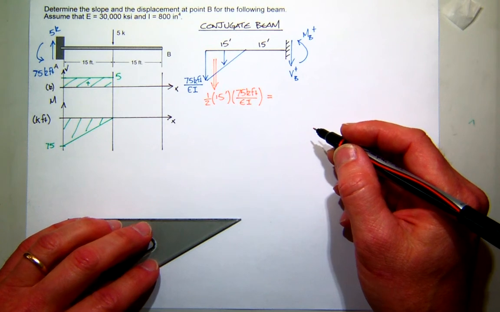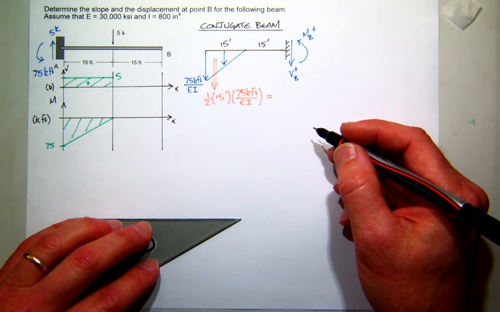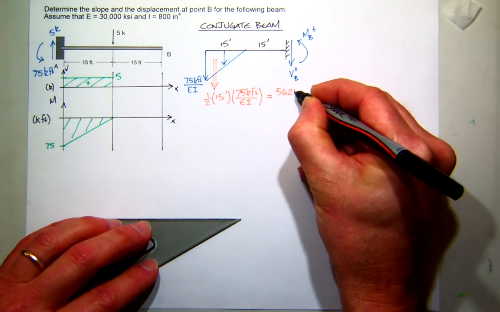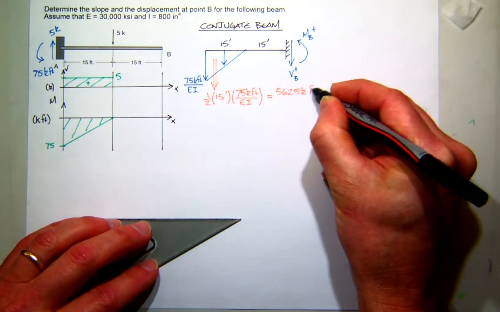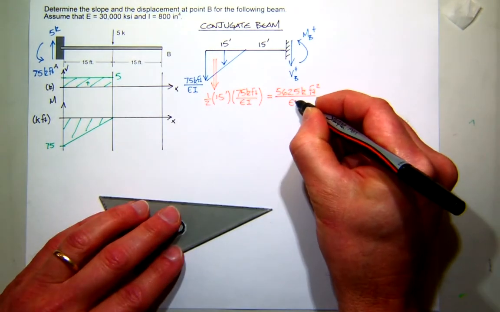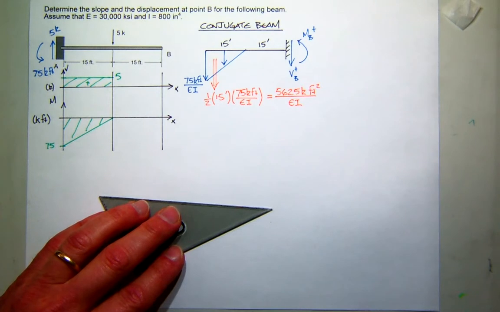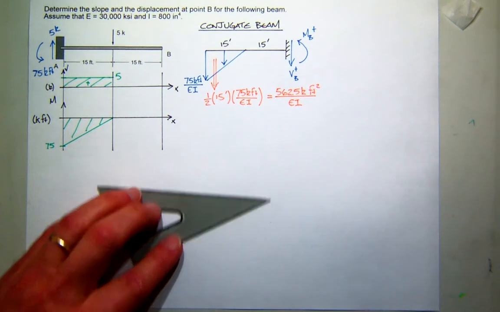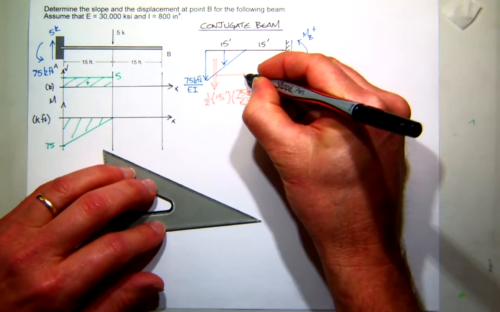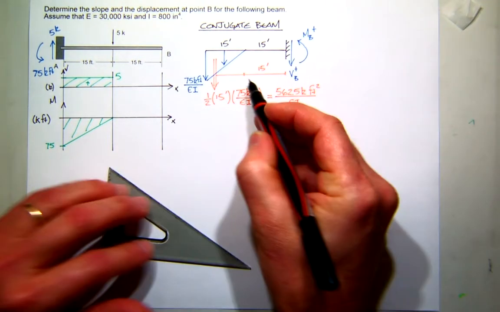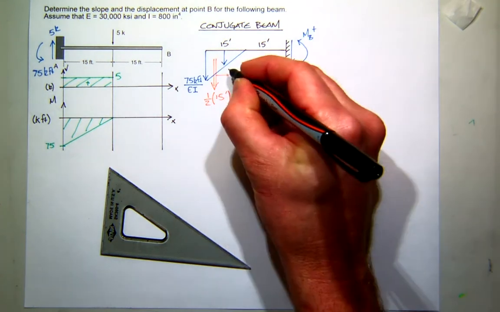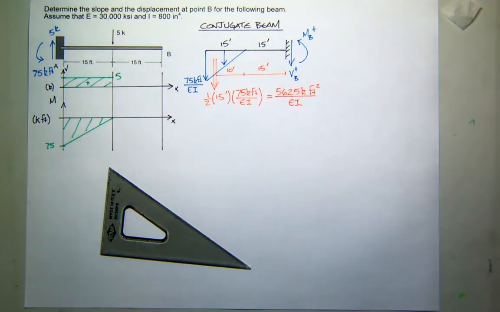$500 and something? What is it? So okay, 562.5, and that's going to be kip feet squared divided by EI. And now what's the distance from here to here? Well, right here we know is 15. What's this distance here? 2/3 of the distance, which would be another 10. So we have everything we need now.